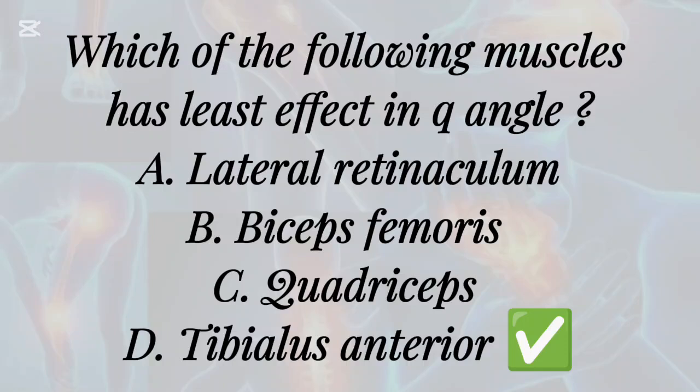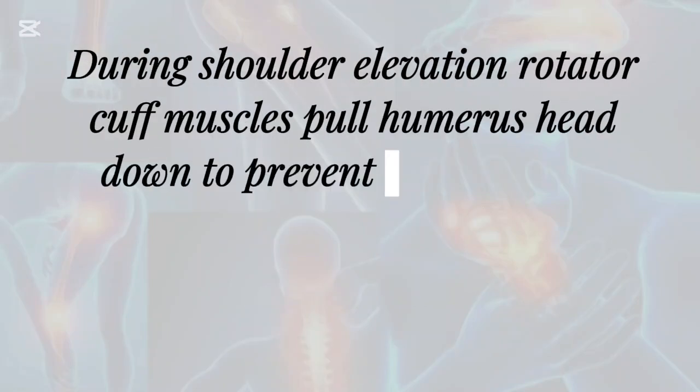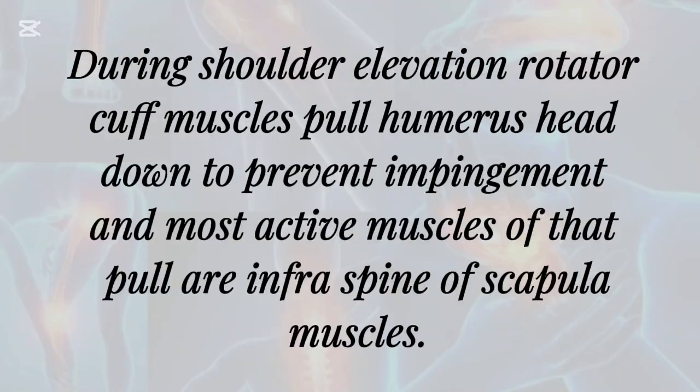Which of the following muscles has least effect on Q angle? A. Lateral retinaculum, B. Biceps femoris, C. Quadriceps, D. Tibialis anterior. During shoulder elevation, rotator cuff muscles pull the humerus head down to prevent impingement, and the most active muscle of that pull is infraspinatus.